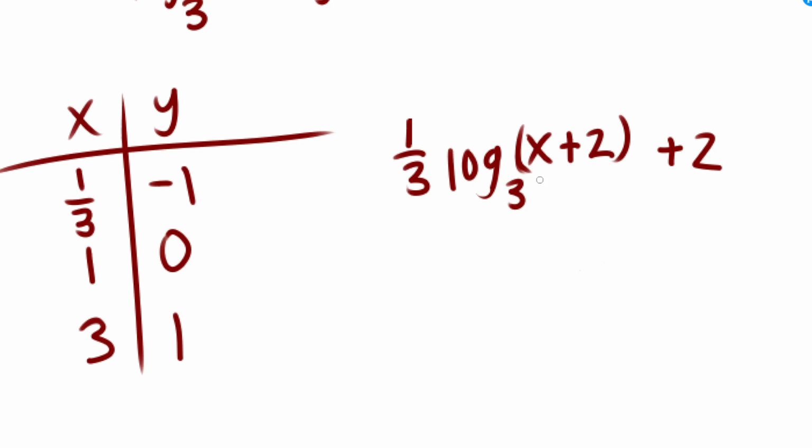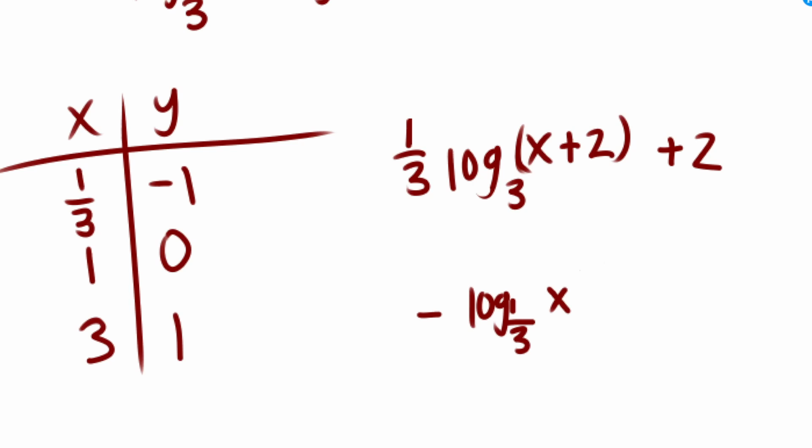If we have log base 3 of -x, it will flip it across the y-axis. If we have negative log base 3 of x, it will flip it across our x-axis. This is very similar to what we've been doing before. If we have 1/3 as our base, it's going to look a little bit like how our exponent was before.